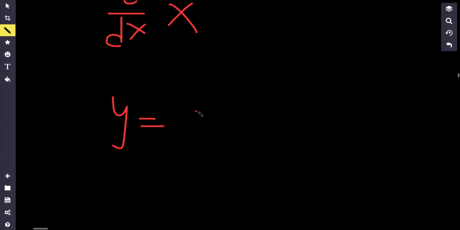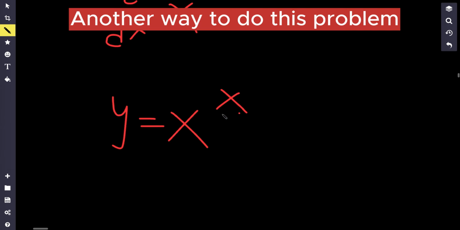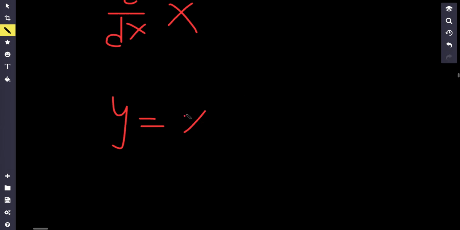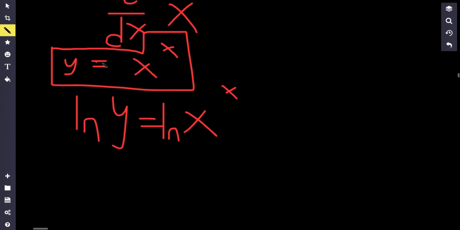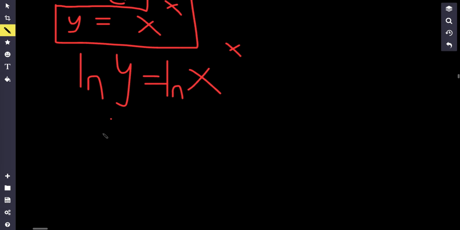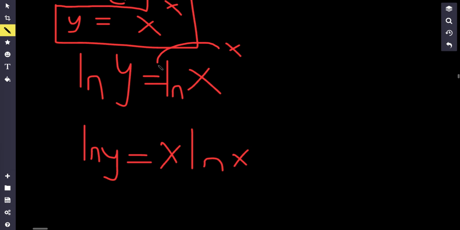Let's say that we have y is equal to x to the x power. If we take ln of both sides, this is the same thing as ln of y is equal to x ln of x, because we're able to bring down the exponent due to the ln.